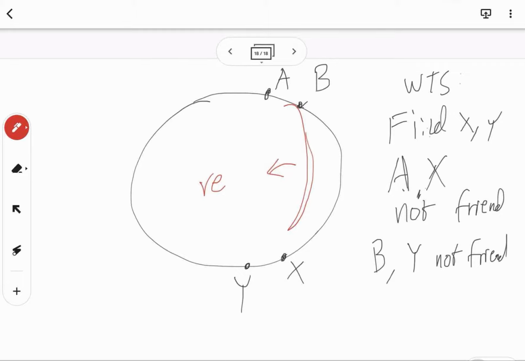So if the things between were 1, 2, 3, all the way to n, then if you flipped it, it would be something like x, n, all the way to 2, 1, and then b, right? You would just take this chunk and flip it. And then the only neighbors that change are that b and y become neighbors, and a and x become neighbors, right? So if a and x are not friends and b and y are not friends, then we're good, because we basically just eliminated one pair of adjacent friends.